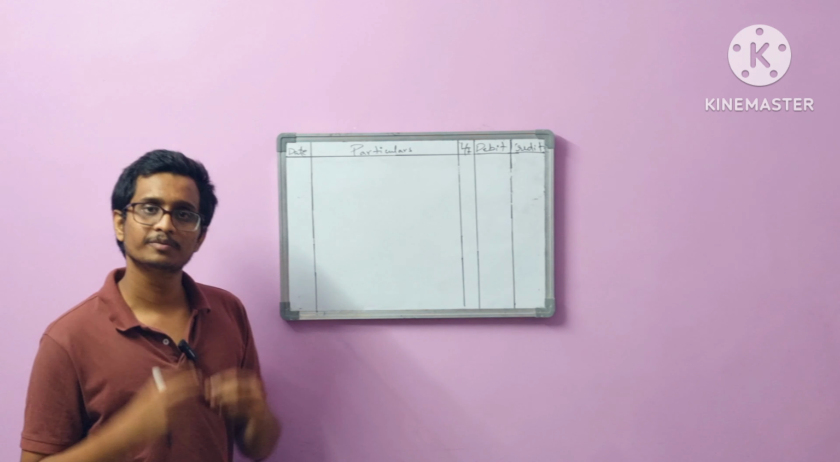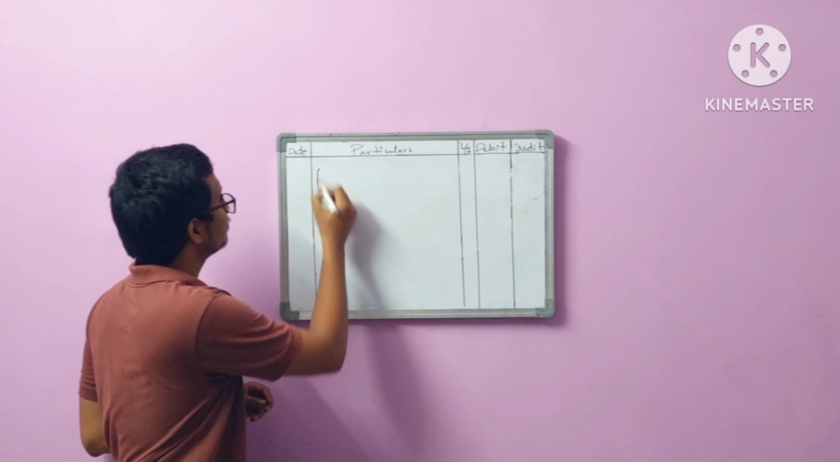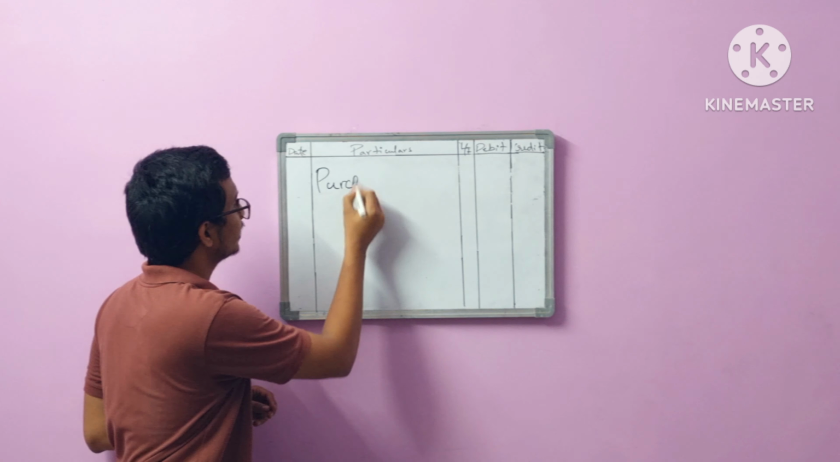So what is coming into the business? Goods are coming into the business, right? So that's the reason I'll write purchase account on the debit side.